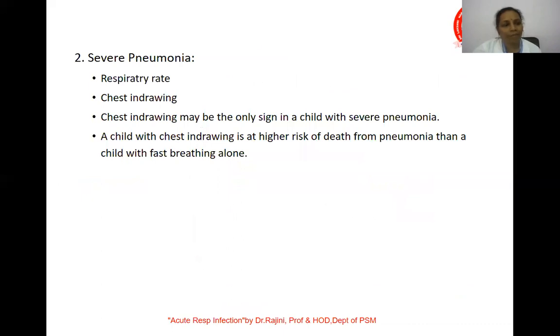Severe pneumonia. Look for the respiratory rate. Chest indrawing may be the only sign in a child with severe pneumonia. A child with chest indrawing is at higher risk of death from pneumonia than a child with fast breathing alone. So these are the main factors to note to say the patient has severe pneumonia.